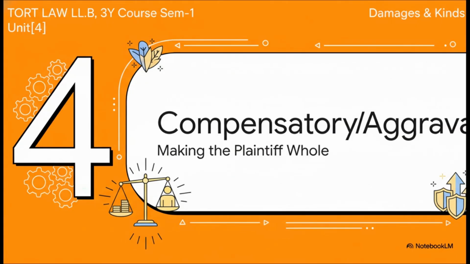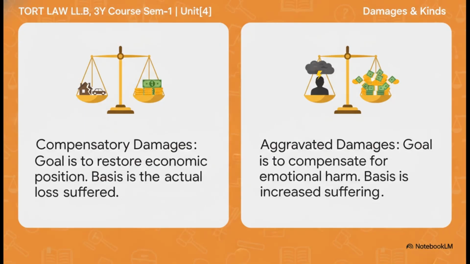Our fourth section addresses the most common forms of damages, those designed to make the plaintiff whole, compensatory and aggravated damages. Compensatory damages are intended to restore the plaintiff's economic position by covering the actual quantifiable losses they have suffered. Aggravated damages, while also compensatory in nature, address a different kind of harm. Their goal is to compensate for intangible emotional injury, such as humiliation or stress, which has been exacerbated by the malicious or outrageous manner of the defendant's conduct.